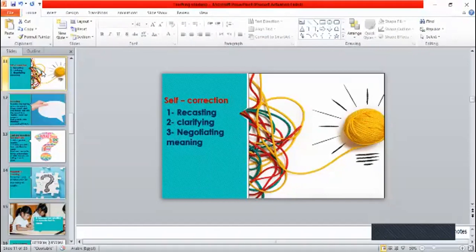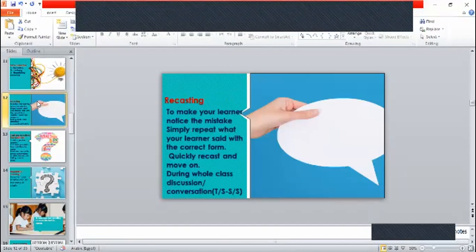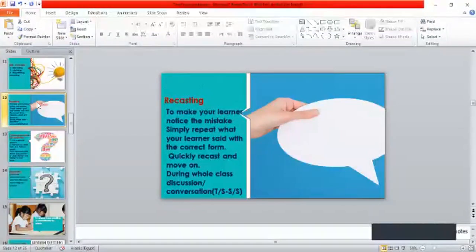As in the same example, when I say, as a learner, yesterday I go to school, the teacher will say, yesterday I went to school, or yesterday you went to school, okay? So here, I just repeat the sentence, but correctly. This is recasting, exactly what you said, Teresa. To repeat what the learner said with the correct form. And here the learners have a chance to say, yes, I said go, not went. So the learners notice the mistake, okay?